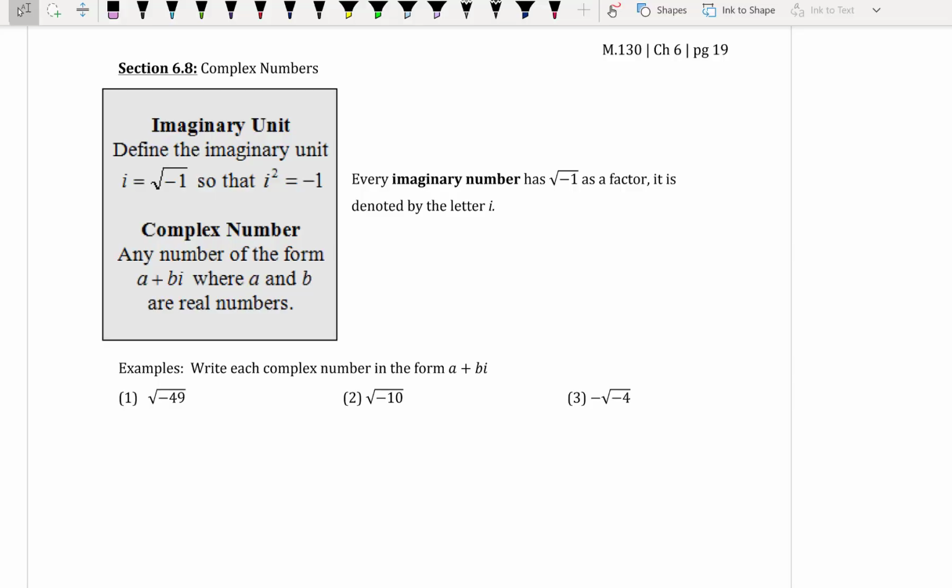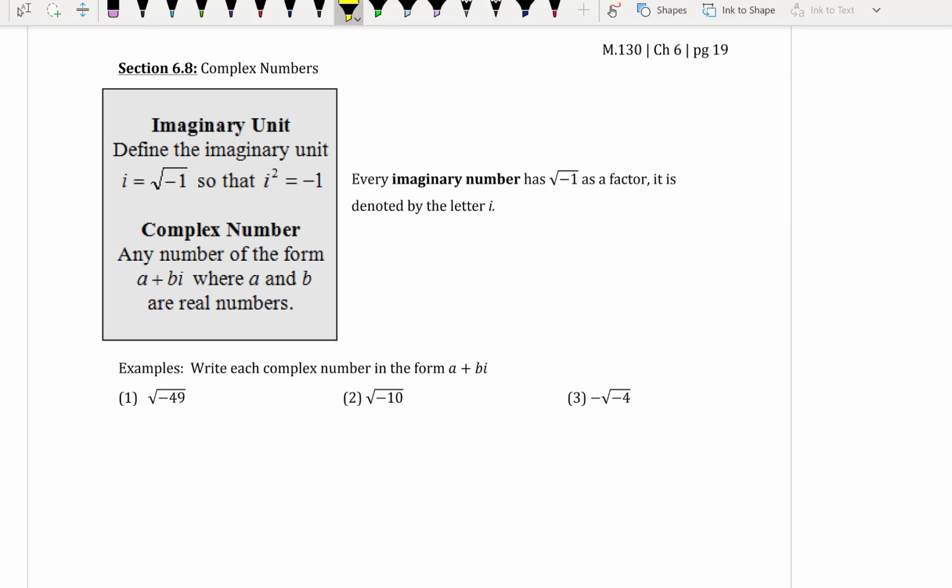Hello Math 130 students, we are going to pick up on page 19, section 6.8, complex numbers. So this is the very last section in chapter 6. So what do we have? We have imaginary numbers, which is kind of cool.